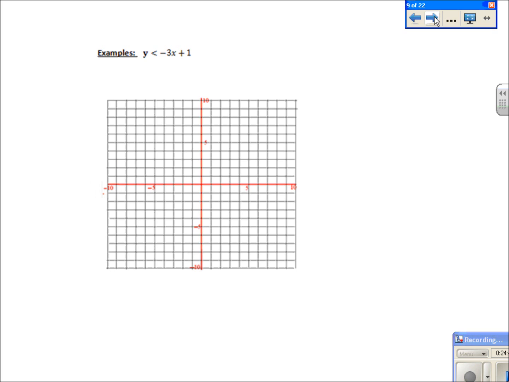Okay, one more example here for us. This is on the next page of your notes. This time I have the linear inequality y is less than negative 3x plus 1.